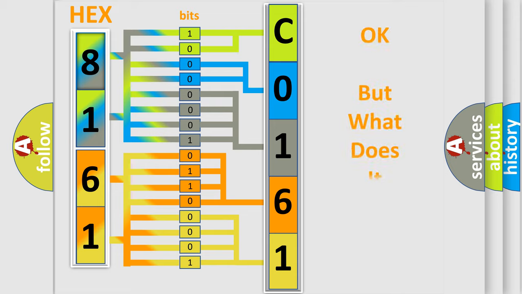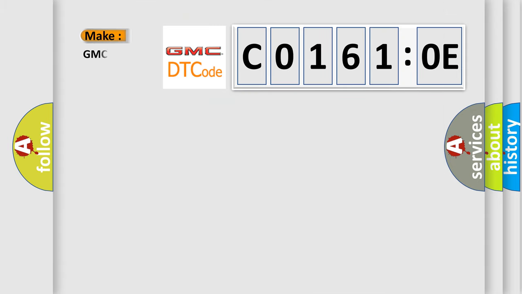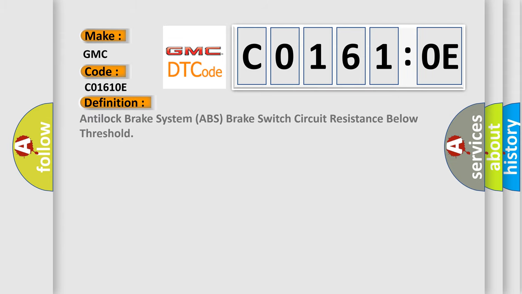The number itself does not make sense to us if we cannot assign information about what it actually expresses. So, what does the Diagnostic Trouble Code C0161-0E interpret specifically for GMC car manufacturers? The basic definition is Antilock brake system ABS brake switch circuit resistance below threshold.